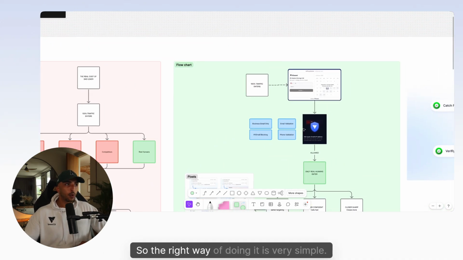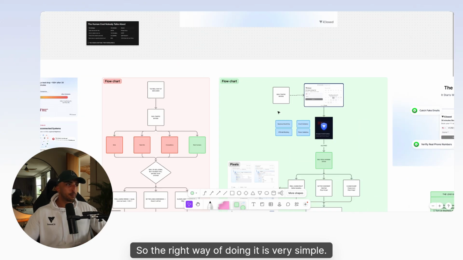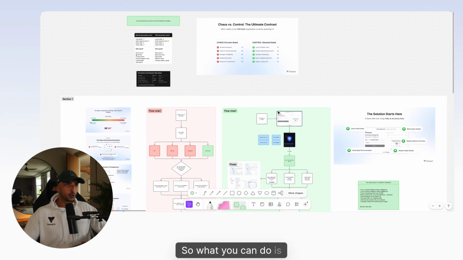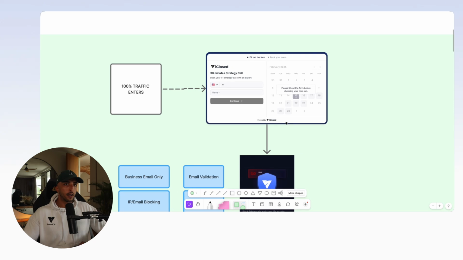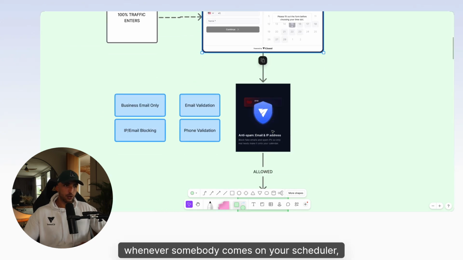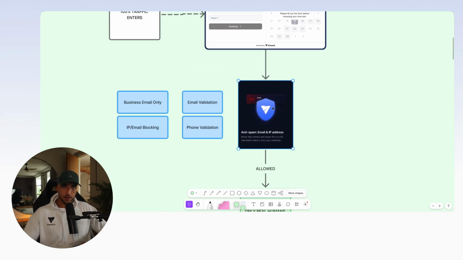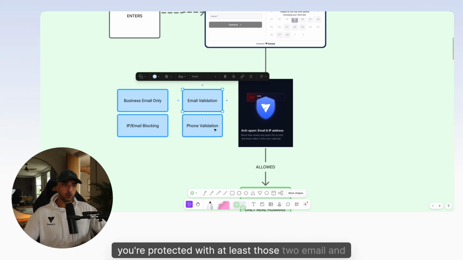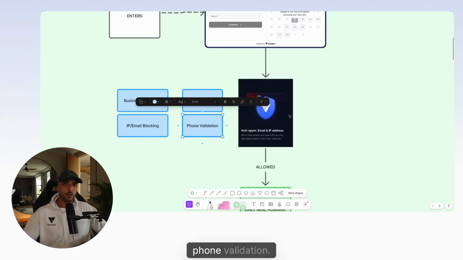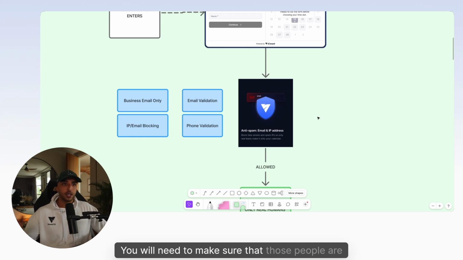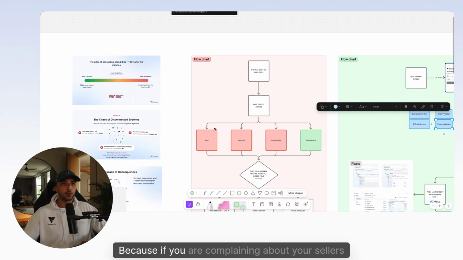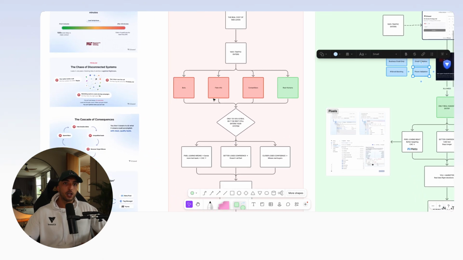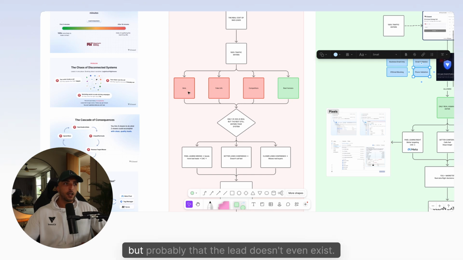So the right way of doing it is very simple. Whenever somebody comes on your scheduler, you protect your event, your scheduler, with at least those two: email and phone validation. We need to make sure that those people are real, because if you are complaining about your sellers not calling the lead fast enough, probably the lead doesn't even exist, okay? Probably the phone number doesn't even exist.